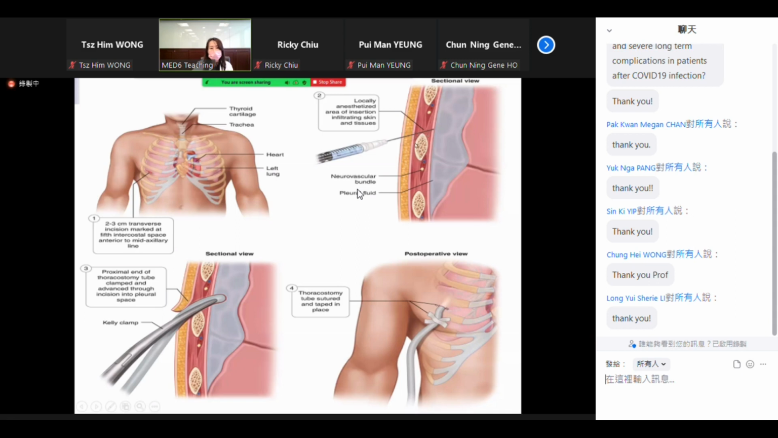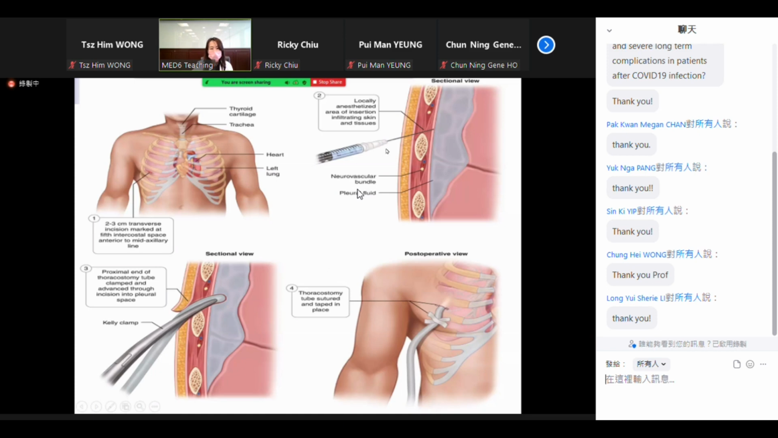So first of all, we identify the anatomy, and then we apply the local anesthesia. Usually we give 1% or 2% lignocaine. And we usually give it layer by layer: the skin, the subcutaneous tissue, the muscle, the pleura. All layers have to be infused with adequate local anesthesia.